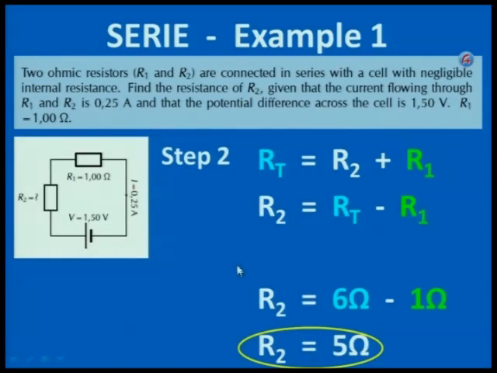Step 2. You have that the total resistance is R1 plus R2. You want R2. So the total resistance minus R1 would then give you R2. You just calculated the total resistance, which is 6 ohms. They give you that R1 is 1 ohm, so you can calculate that R2 is equal to 5 ohms.